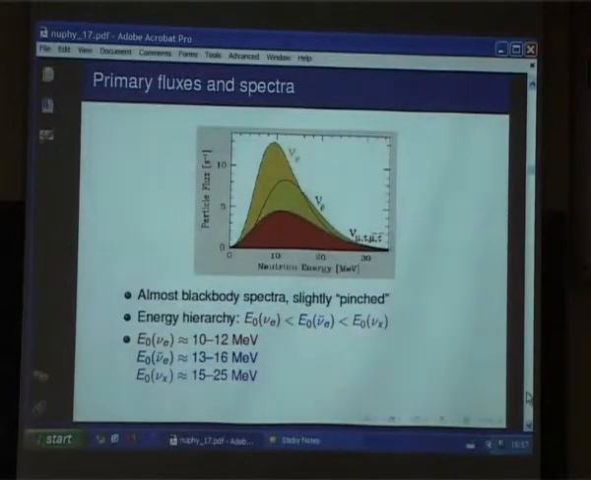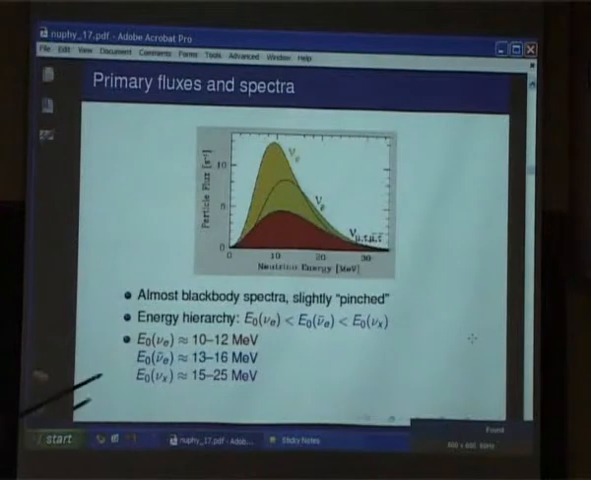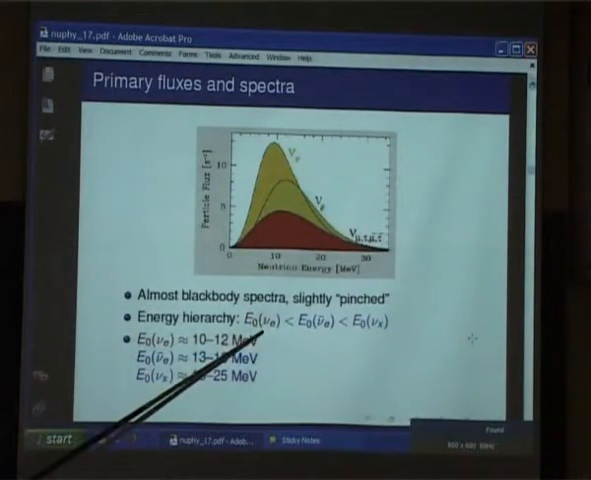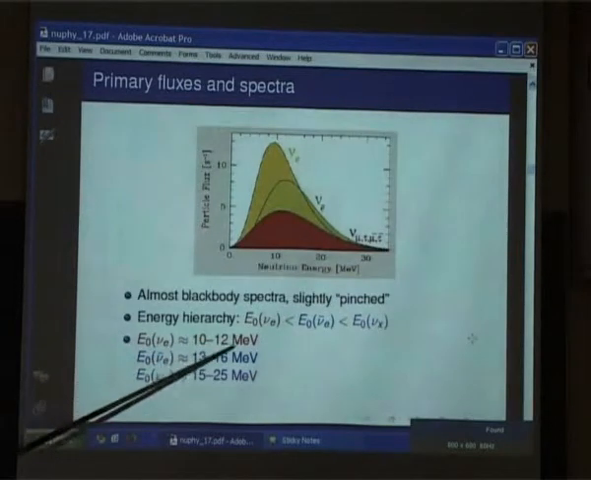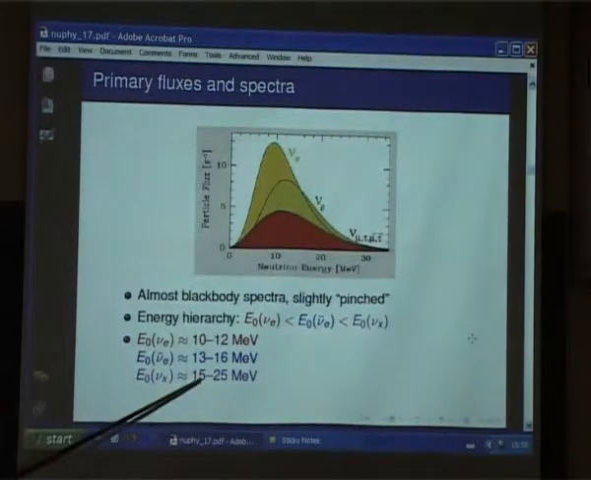It actually happens because the neutrinosphere is not a single sphere. Different energy neutrinos have different neutrinospheres, since energy determines cross section. That's a detail that gives rise to the fact that the spectra are slightly pinched, which means slightly narrower than the black body spectra. This I already mentioned to you: the average energy of nu e will be less than that of nu e bar, less than that of nu x. Typically the energy of nu e will be about 10 to 12 MeV average energy, nu e bar will be 13 to 16, and nu mu, nu tau will be 15 to 25.